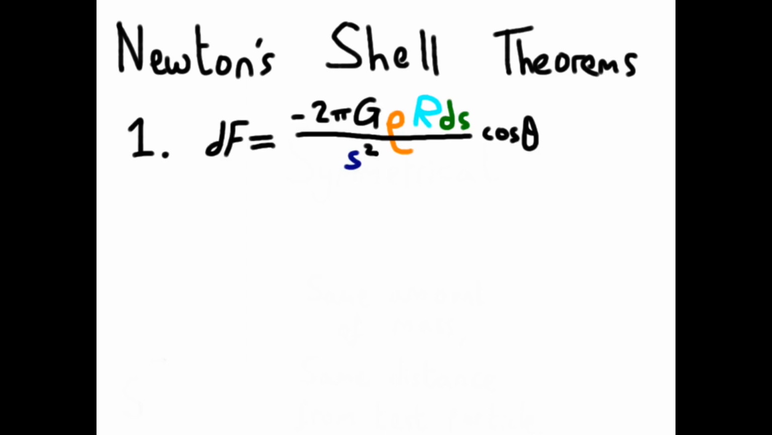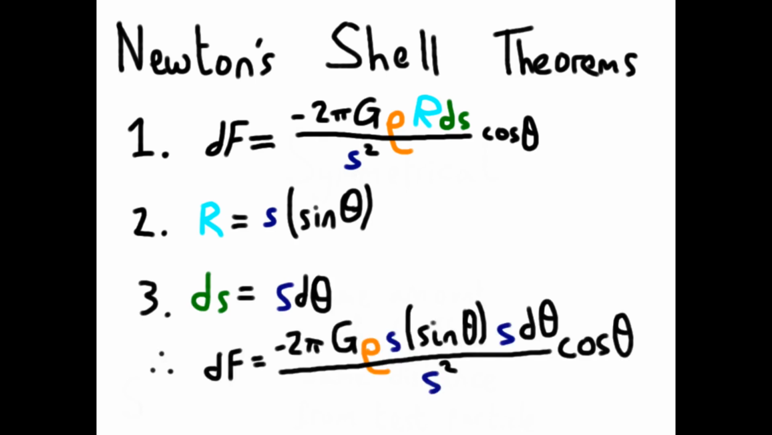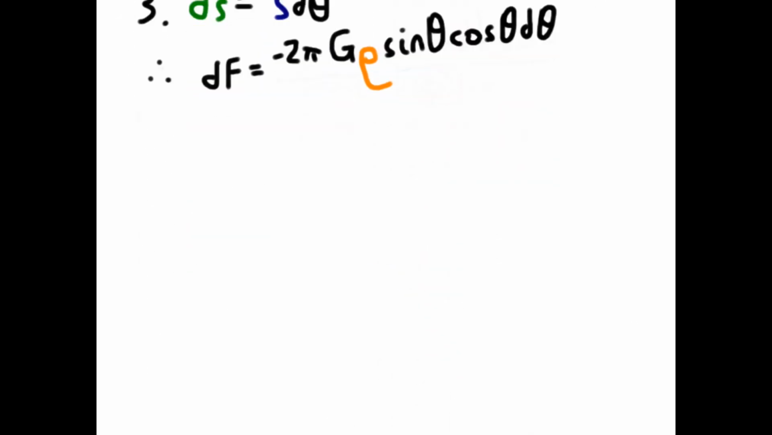We now have three equations, our main Newtonian gravity equation, and two others for r and ds. If we sub these into the main equation, we get df equals minus 2 pi g rho s sine theta s d theta over s squared times cos theta. We can conveniently cancel the s's, as we have s squared in both the numerator and the denominator.